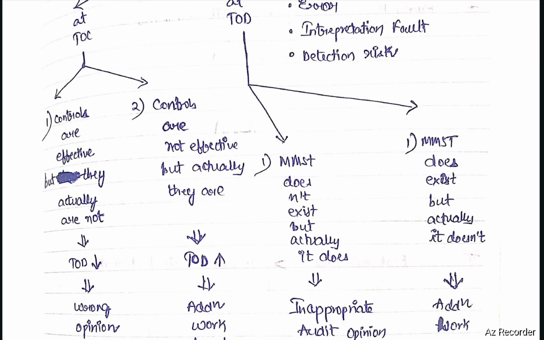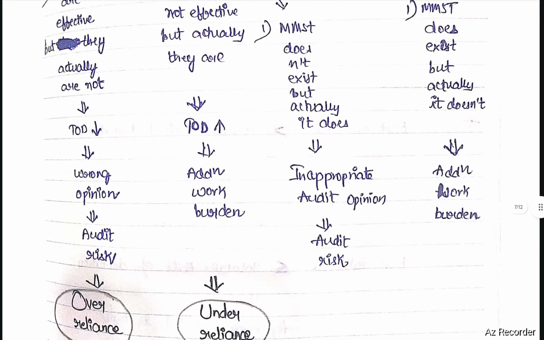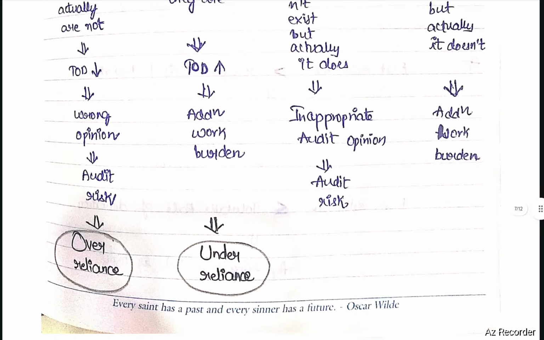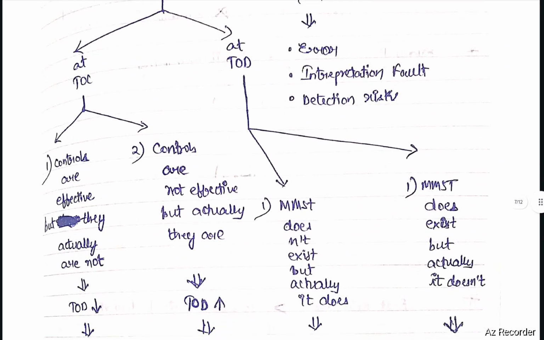In such a case, test of details will be increased and it is an additional work burden. This is because of under reliance. Next, sampling risk at test of details.